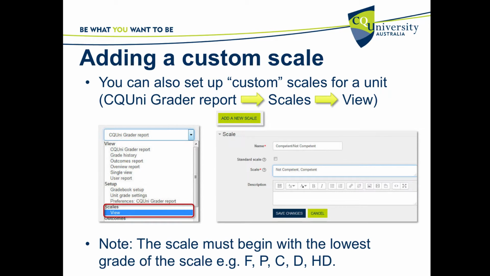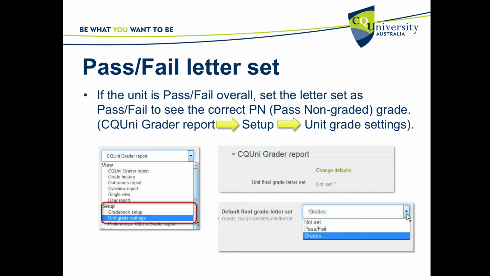We can also in the gradebook add custom scales if we want to. So to do that, we would need to be in our gradebook. We can go then to the grader report menu at the top of the page, go down and find scales, and then click view, and then you've got a button where you can add a new scale. So just note that the scale must begin with the lowest part. So if we were talking about, say, our letter scale, it would start with the F for fail and work your way up to the HD, and separating each of the items in the scale with a comma.